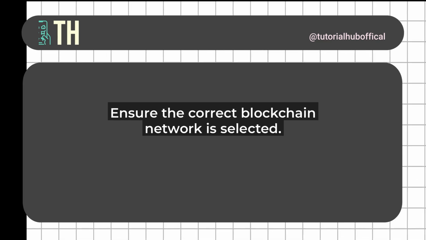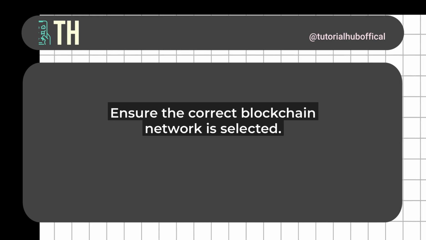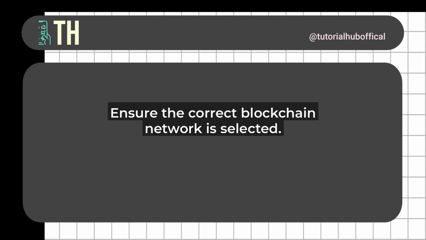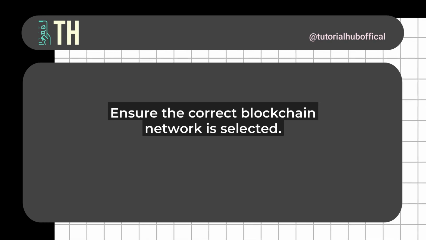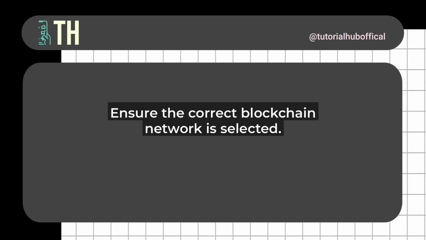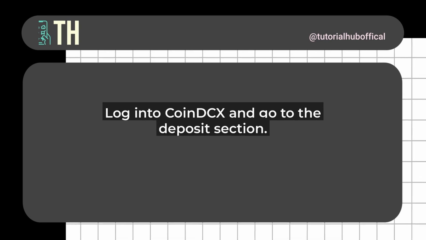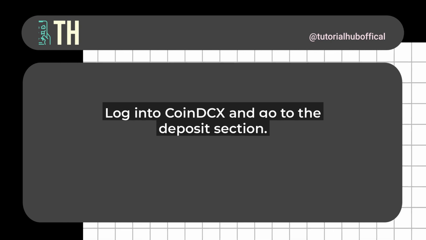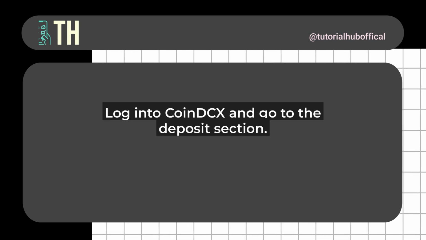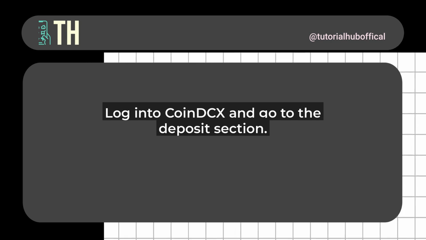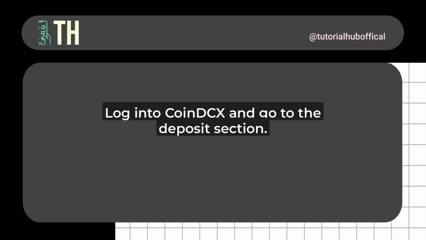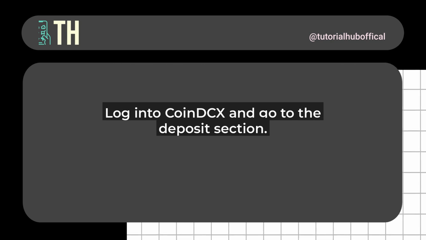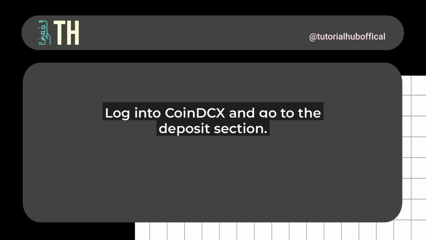First things first, make sure you have the Trust Wallet app installed on your device and that your USDT is ready to go. Open the app and navigate to your wallet dashboard. Here, select the USDT token from your list of assets. It's usually under the Tokens section. Quick tip, ensure you're on the correct blockchain network, like Tron or Ethereum, as USDT can vary.